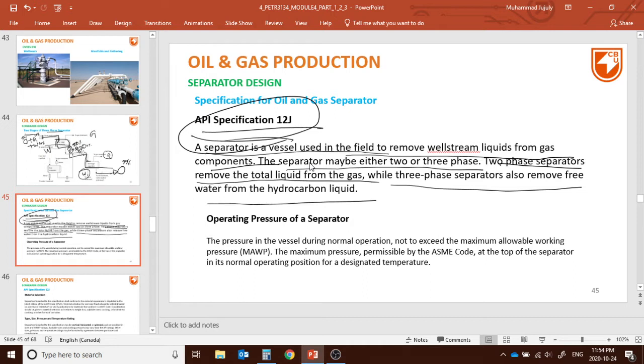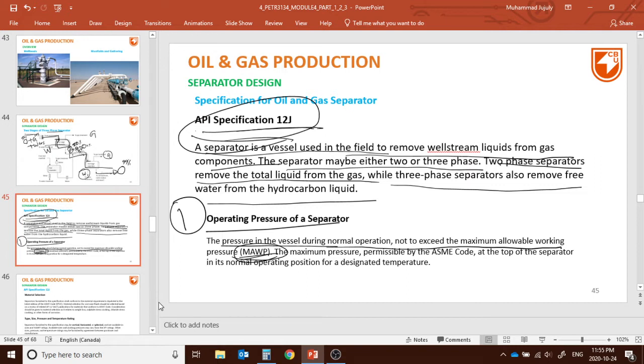liquid. So if you go through the API specification on how to design a separator, there are several factors that are very important. Number one factor is the operating pressure of the separator. So what would be the operating pressure of the separator you should follow? The pressure of the vessel during normal operation should not exceed the MAWP, or maximum allowable working pressure. So how can we calculate the maximum allowable working pressure? We will see that, remember.